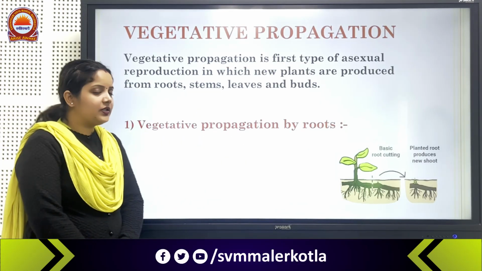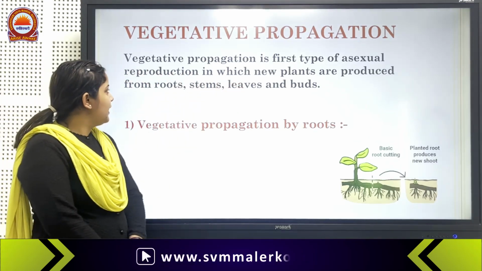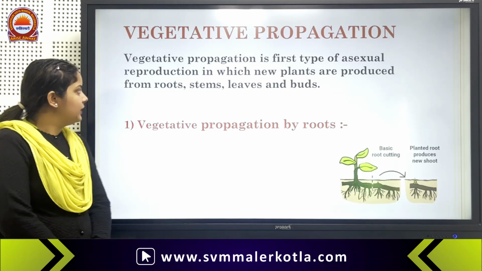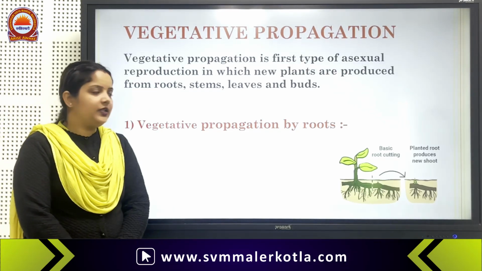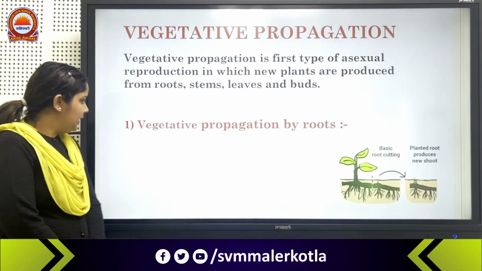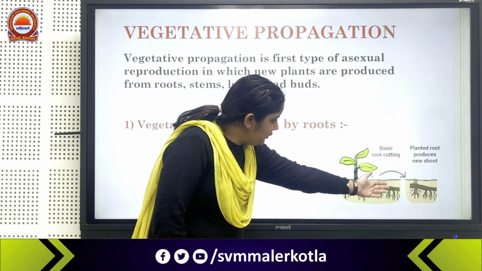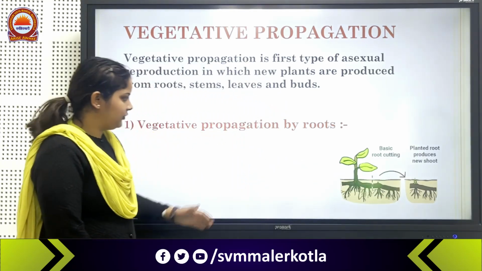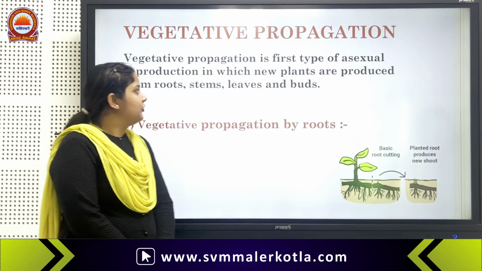First is vegetative propagation. Vegetative propagation is the first type of asexual reproduction in which new plants are produced from roots, stems, leaves and buds. You can see here the picture. Here the new plants are obtained from the root. So this is also one of the examples of vegetative propagation.